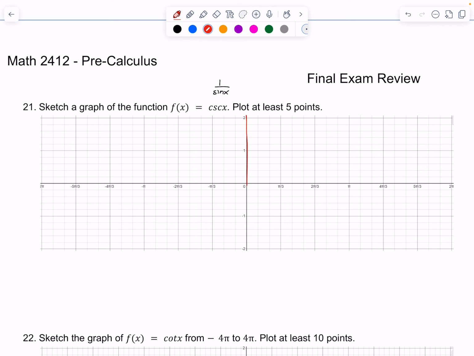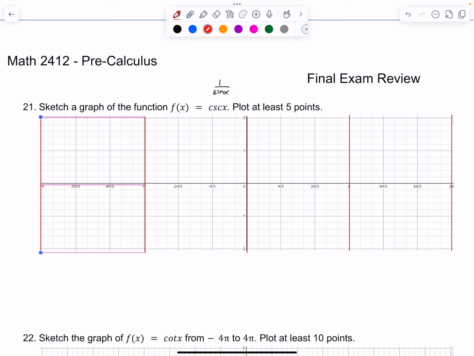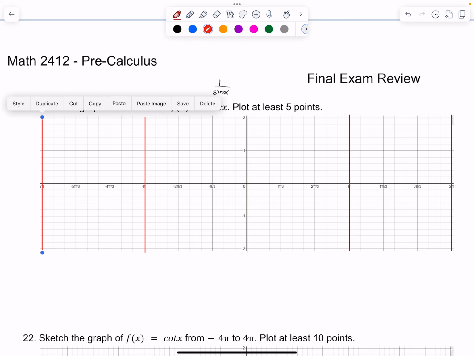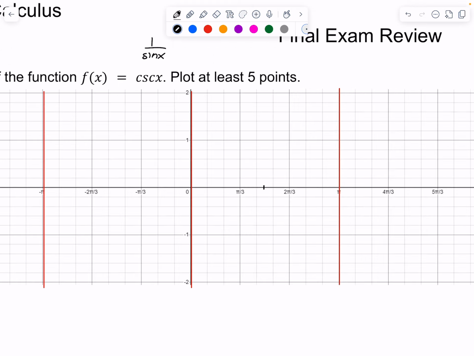And I know that sine is 0 at 0, so I'm going to start there. So I've got sine of 0 is 0. And then I know that sine of pi is 0. And sine of 2 pi is 0. And then the same thing will happen at negative pi and negative 2 pi. So then from here, I'm going to plot some points. So let's see. It's not drawn in, but pi over 2 would be right in the middle. So I'm going to start there.